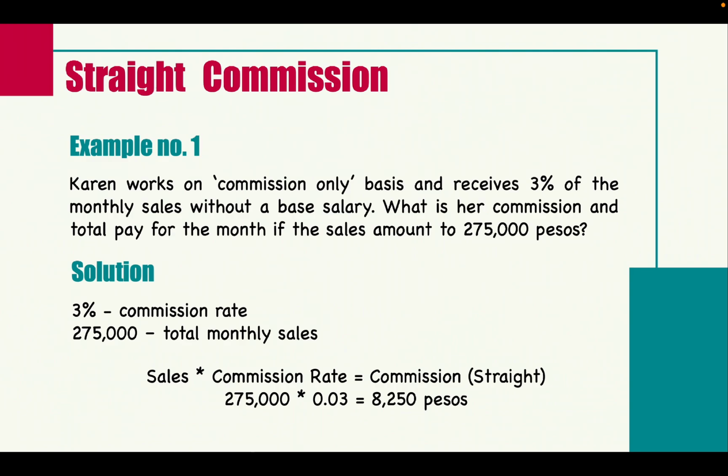If you look at it, 275,000 is already big. But if Karen relies only on this 8,250 pesos, it is not enough for her monthly expenses. The 275,000 is only big for the owner of the business. But for Karen, it's not actually a very good thing. So what does Karen need to do? She needs to either increase her sales, or she can negotiate with the owner of the business to increase her commission rate.